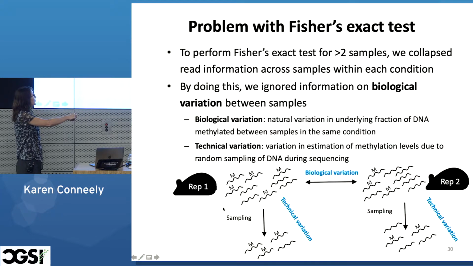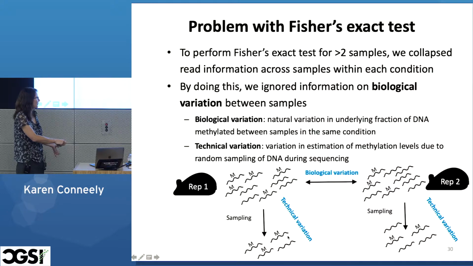So here we have two, these could be considered replicate mice that are from the same biological condition. The mice might even be genetically identical, but they're still different mice. And so they may have different levels of methylation just due to life experiences or randomness. So the differences between these two mice are considered biological variation.